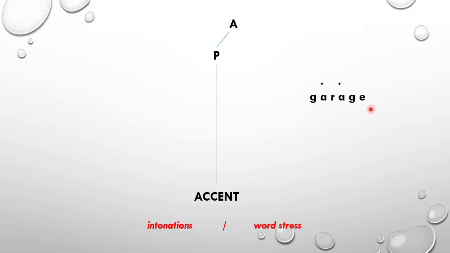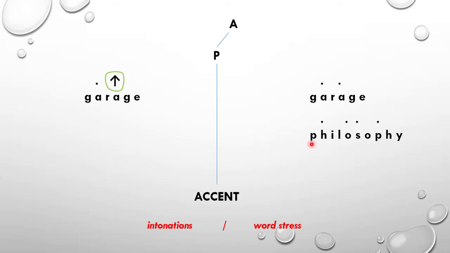Let's look at a few examples. Garage. Two syllables. Now, let's look at a more pleasant way to pronounce this word. Garage. Same two syllables, but the second syllable here, we are putting some word stress. Garage. Sounds a lot better.